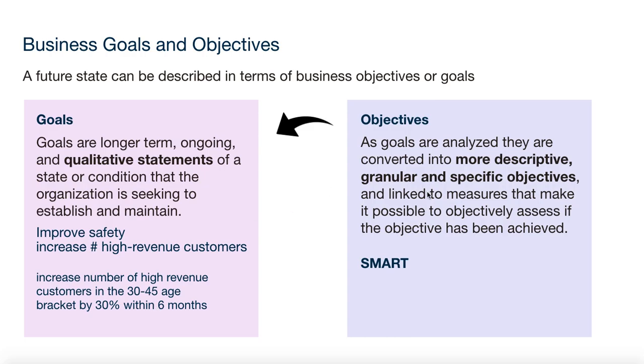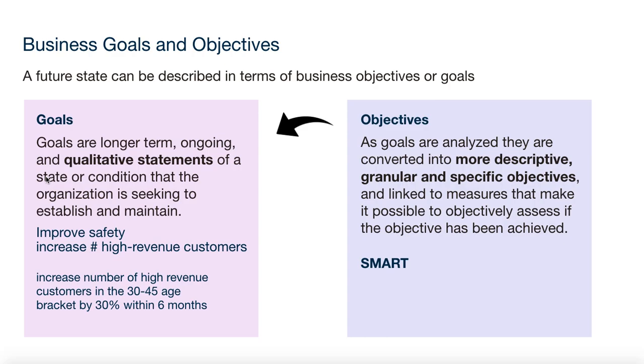When you look on the other hand at objectives, goals are analyzed and converted into more descriptive, granular and specific objectives. Okay, they are linked to measures that make it possible to objectively assess if the objective has been achieved. When you want to be more descriptive, granular and specific, then you can define it as an objective, and indirectly this objective will tie back to a goal. So every goal would have a set of objectives where you keep meeting that in order to achieve that goal.